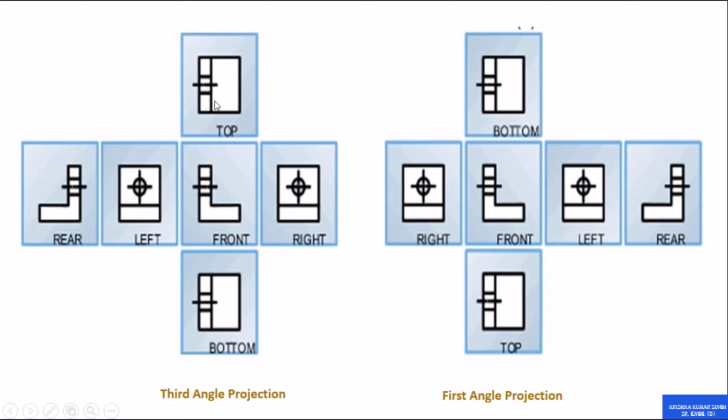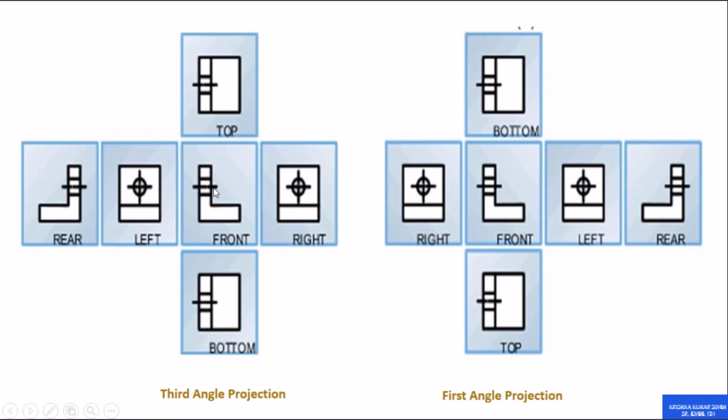Here you can see the left is on left, while here the left is on right. So in first angle projection, everything is in the opposite direction: you will find top on bottom, bottom on top, right on left, left on right. In third angle projection, you will find everything in its place: left on left, right on right, top on top, and bottom on bottom. So this is the basic identification.